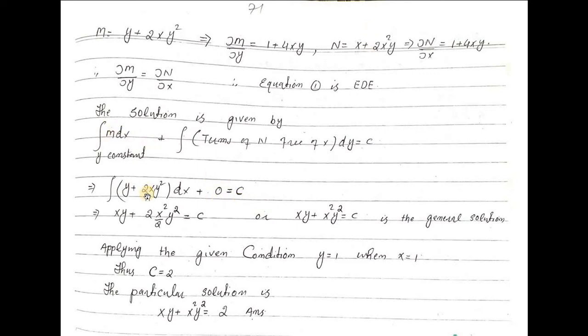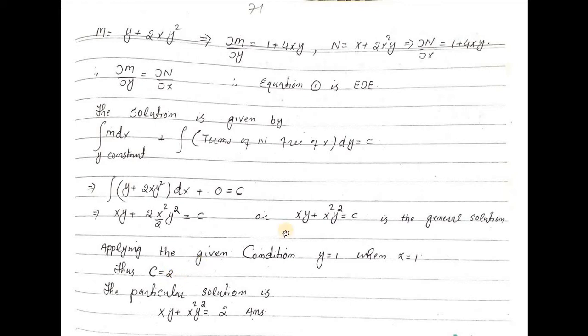Integral of m, so this is the value of m. Terms of n free of x: here we have no term which is free of x, so the result is 0, and it is equal to c. Now the integral of y with respect to x is xy, plus the integral of 2xy square with respect to x is 2x square over 2 into y square. Simplifying, this is the general solution. Applying the given condition, y is 1 when x is 1, putting these two values here, the value of c is equal to 2.